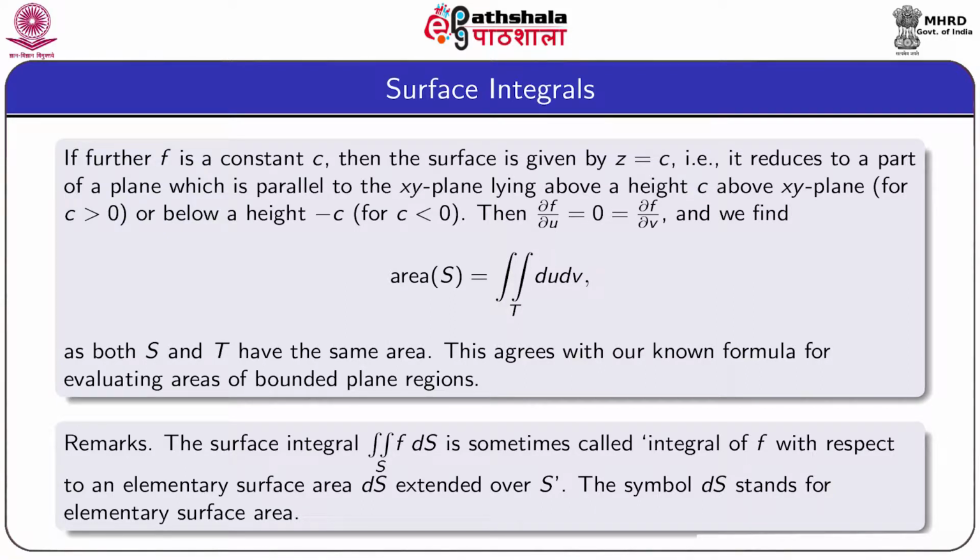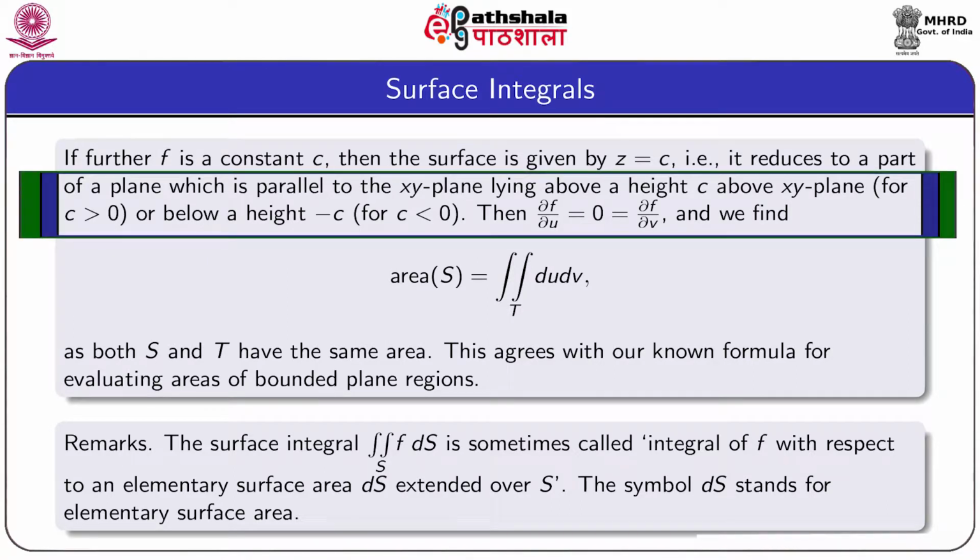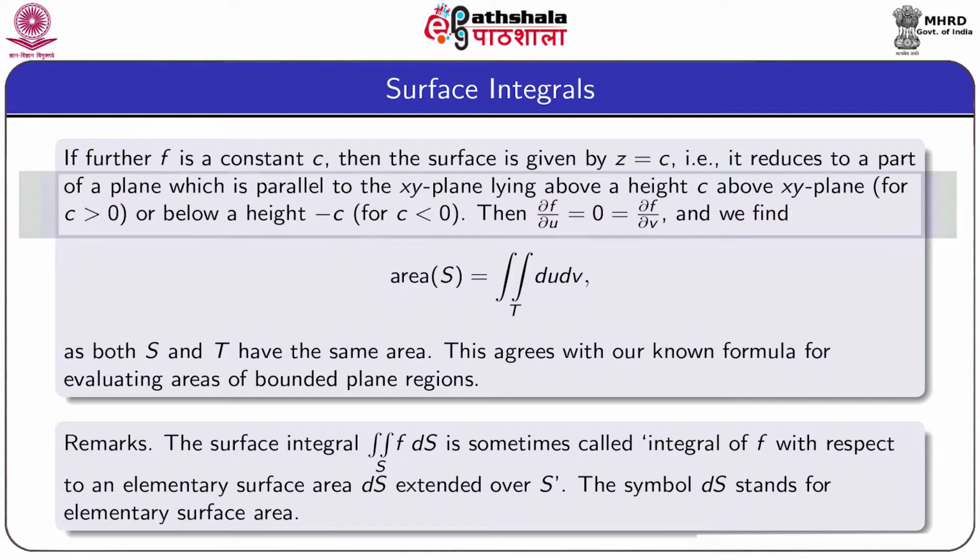If further f is a constant scalar field, say the value of f is c everywhere, then the surface is given by z equal to c. That is, it reduces to a part of a plane which is parallel to the xy plane lying at a height c above xy plane if c is positive and below at a height mod c if c is negative.